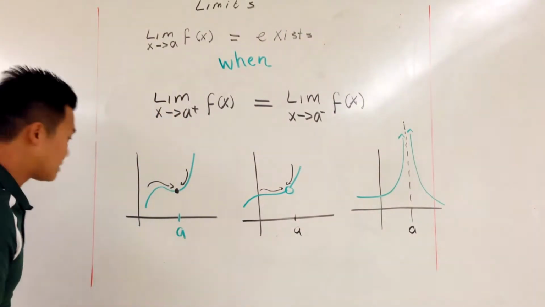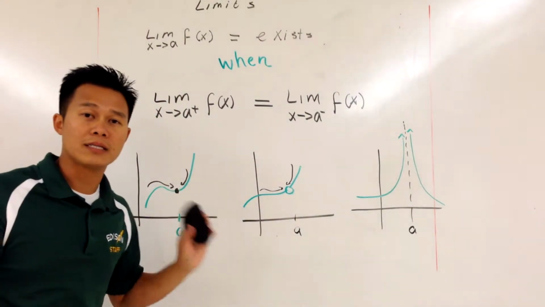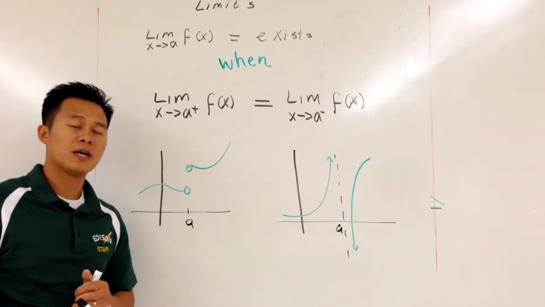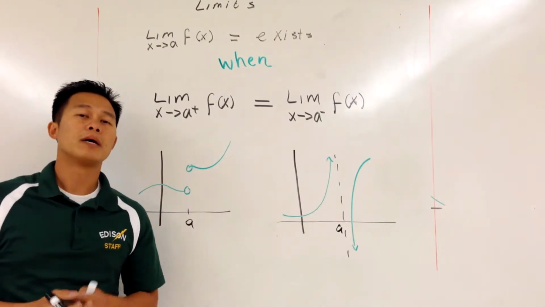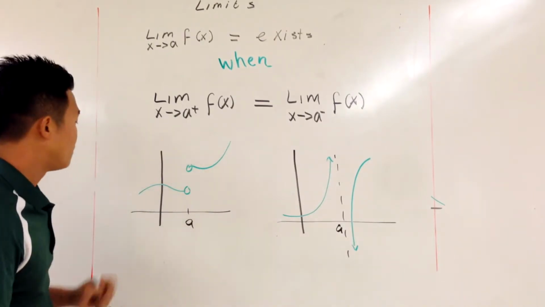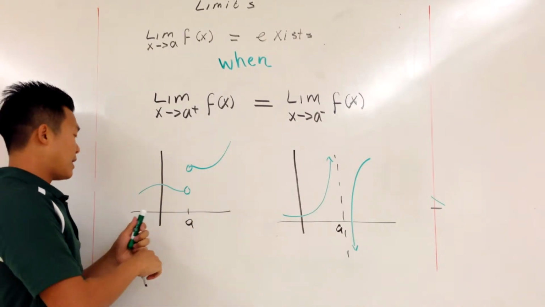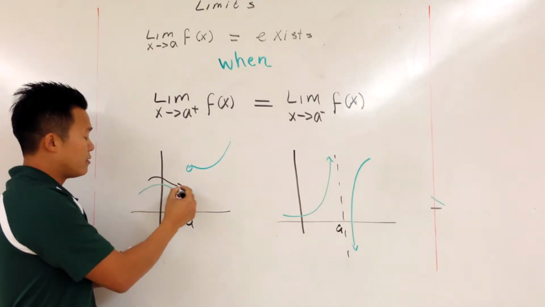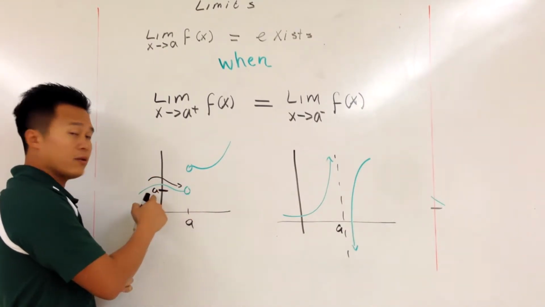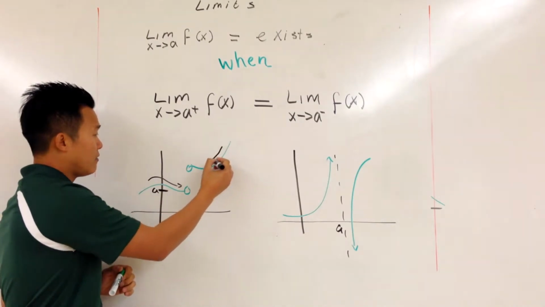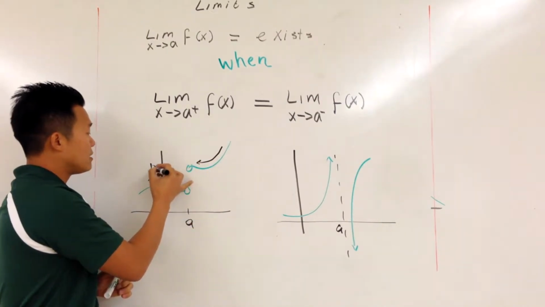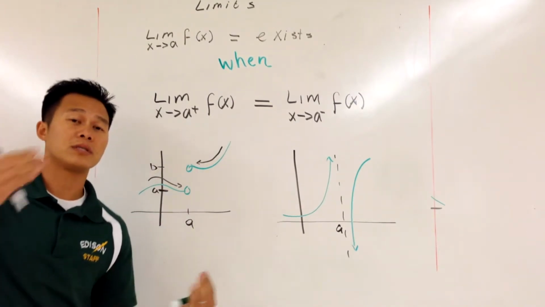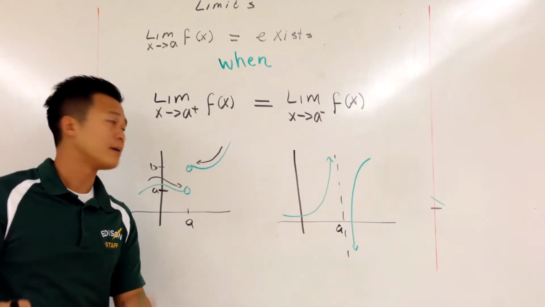Now let's take a look at some functions where the limit does not exist. I have two sketches of functions that are discontinuous, but the limit at a does not exist. If you look carefully at this first function, as x approaches a from the left, it takes on some value, and as x approaches a from the right, it takes on another value, but this value happens to be different, and therefore the limit does not exist. The function wants to take on two different values at a.